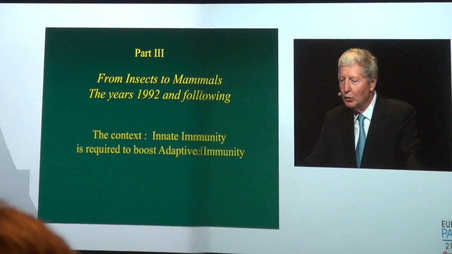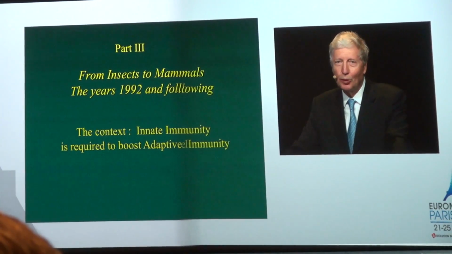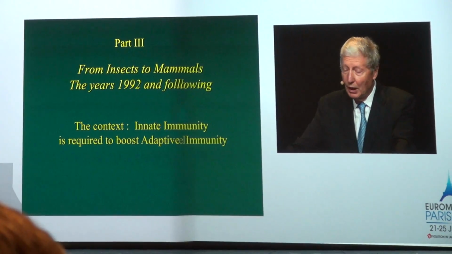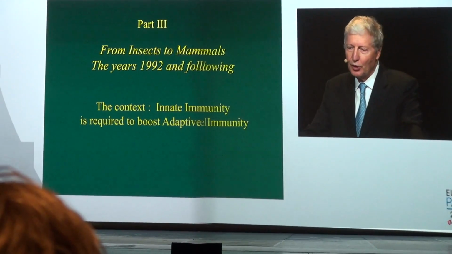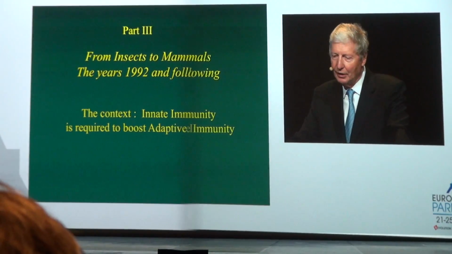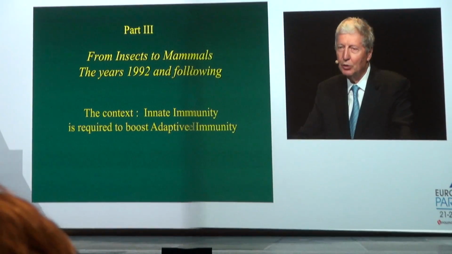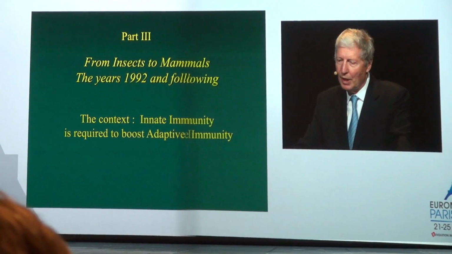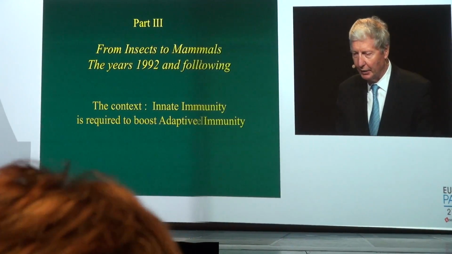And among those, one of the proponents was Charlie Janeway, who was professor at Yale University, whom I had contacted in 1992, and Alan Zykowicz, I'm going to show the pictures in a moment, who was at Harvard Medical School at the time. And so they believed that innate immunity was absolutely required to get a potent adaptive immunity. But this was not a general belief in the community yet.